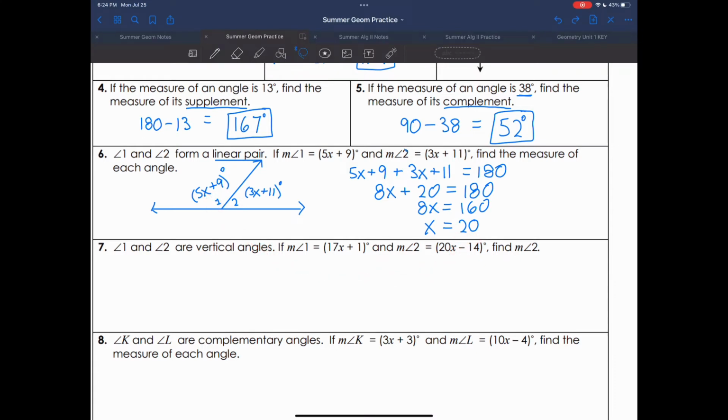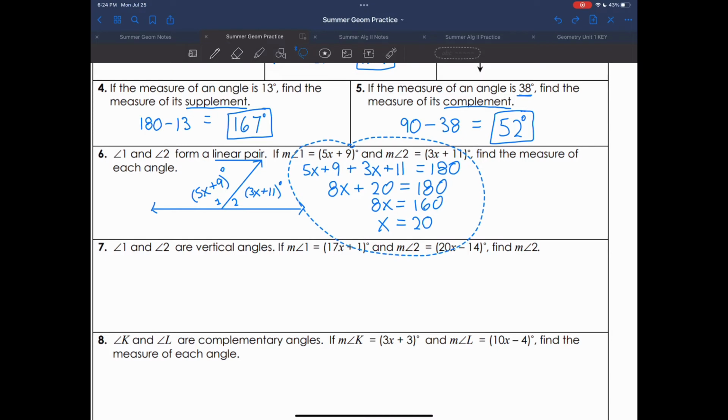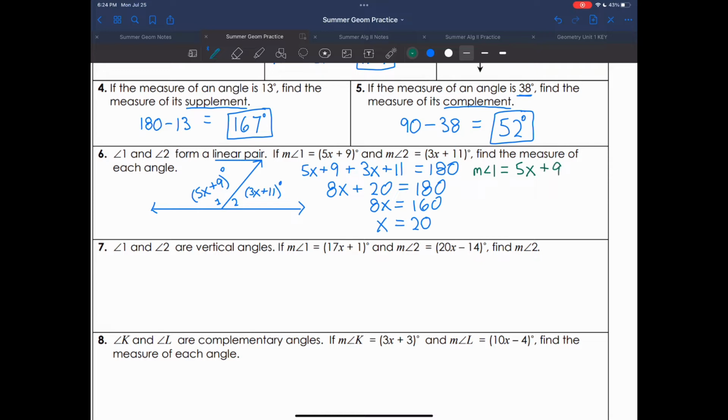Okay, so I'm going to maybe move this aside a little bit. Let's do that. And then off to the side here, let's find the measure of angle 1. I'm going to go ahead and write out 5x plus 9. And now instead of x, I'm going to replace it with my value of x. So that's 5 times 20 plus 9, which is going to give me 5 times 20 is 100, plus 9 is going to give me 109. So the measure of angle 1 is 109 degrees. I'm going to put that right here. Measure of angle 1 equals 109 degrees.